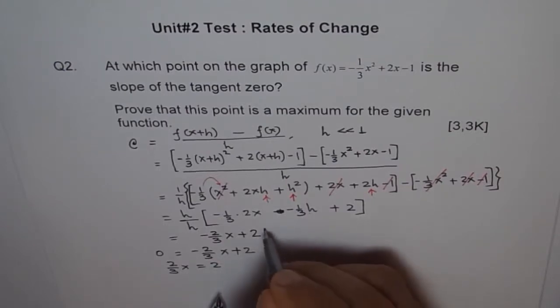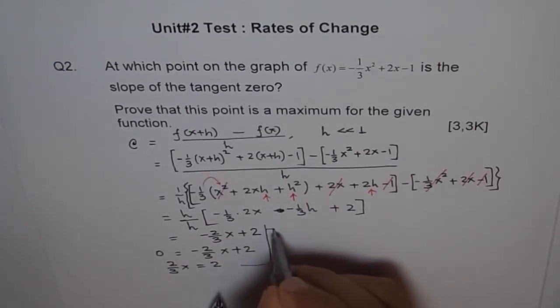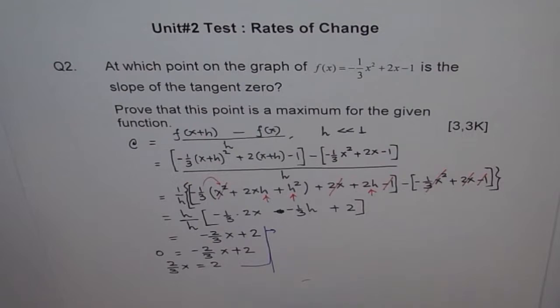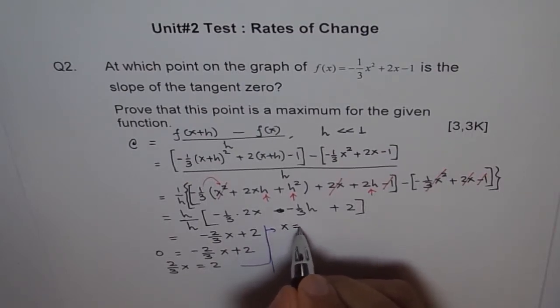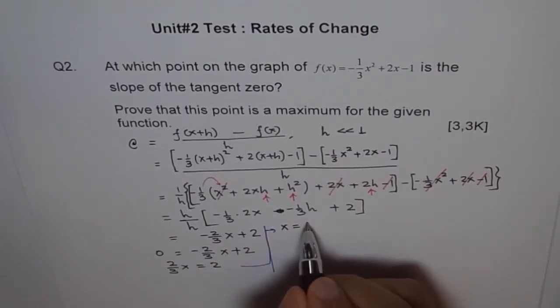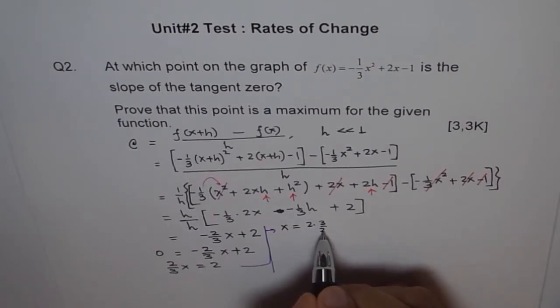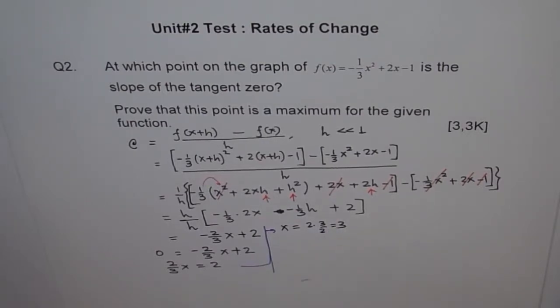I will solve and write it here now. So I'm taking from here to this place, okay? So we'll say x is equal to 2 times 3 over 2, which is just 3. Correct? So at x equals 3, we will have tangent as 0, right?